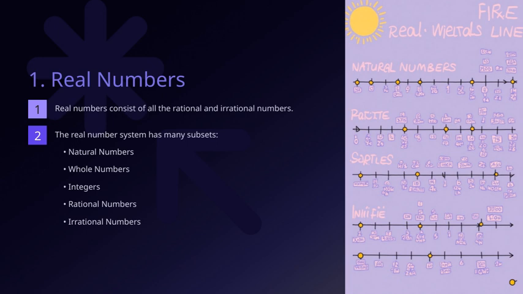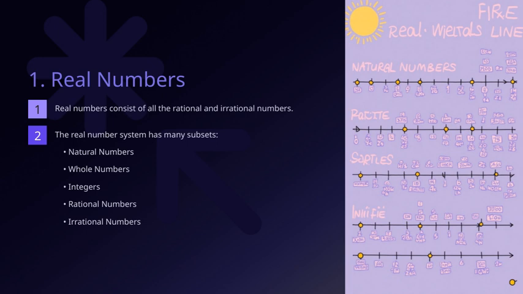Then, we have integers, which include all whole numbers and their negatives, so -3, -2, -1, 0, 1, 2, 3, and so on. Next are whole numbers, which are similar to integers but do not include negative numbers. They start from 0 and go upwards. Finally, natural numbers are the counting numbers starting from 1 and increasing onward.